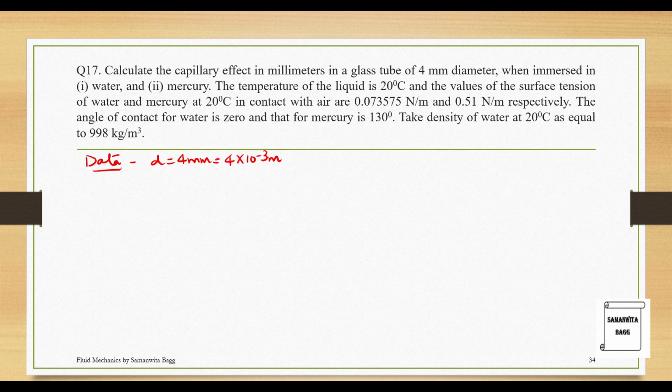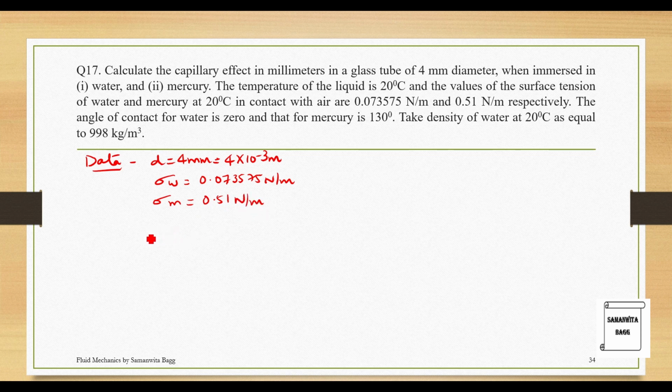So again, we are solving a similar type of numerical. The temperature of the liquid is 20 degrees Celsius, and the values of surface tension for water and mercury at 20 degrees Celsius in contact with air are given. So the first one is the value of sigma for water, that is 0.073575 Newton per meter. Sigma for mercury is given as 0.51 Newton per meter.